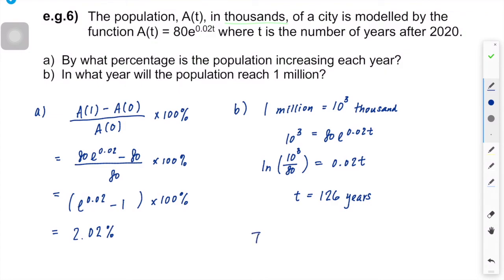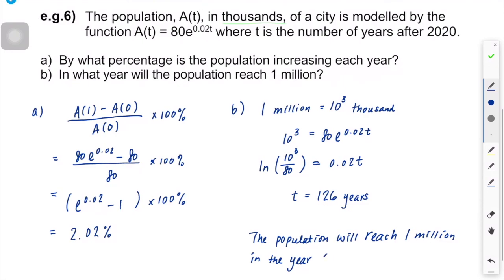So we're really looking at the population will reach 1 million in the year 2020 plus 126, so 2146.